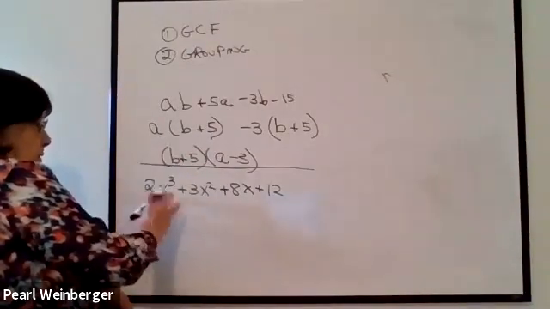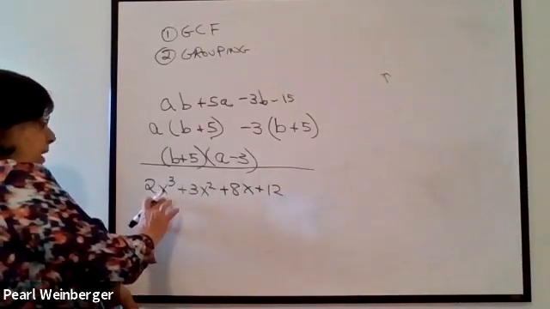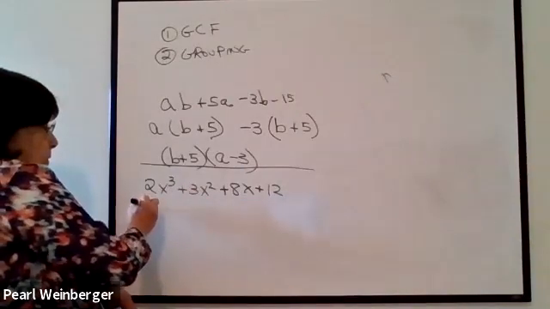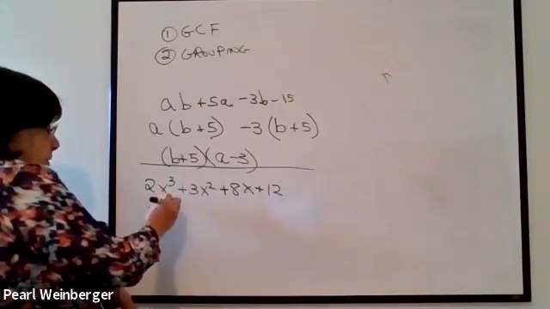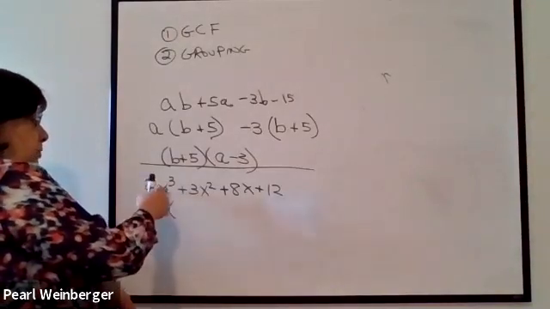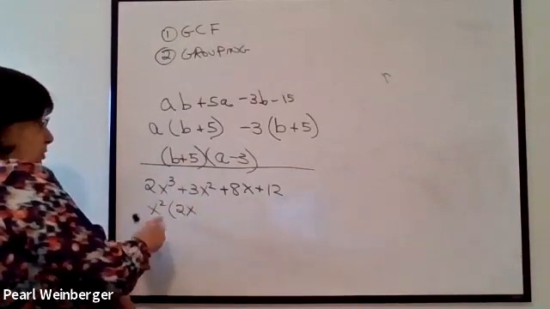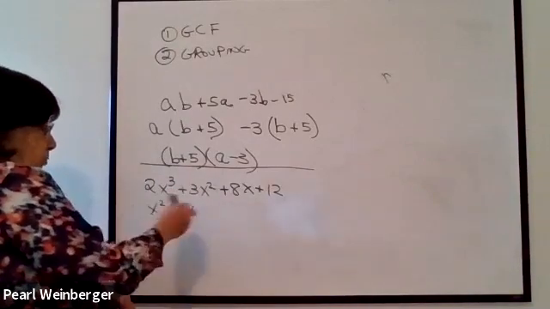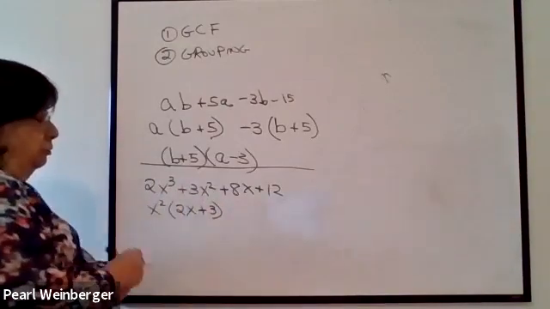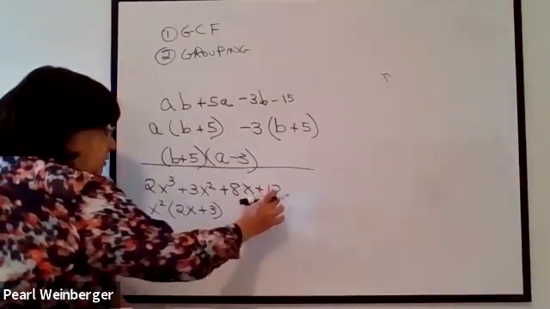There's no common number, but the x cubed and the x squared, remember, you always take the lower exponent, will give you x squared. So in my parentheses, I'll get, well, x squared into 2x cubed will give me 2x. And x squared into 3x squared, those x squareds cancel out and it leaves me 3. That's my first group.